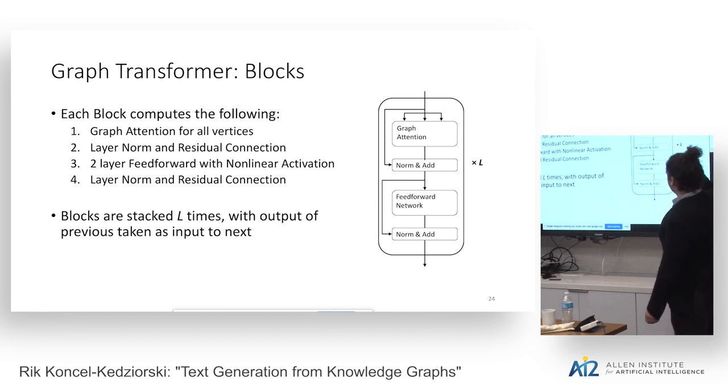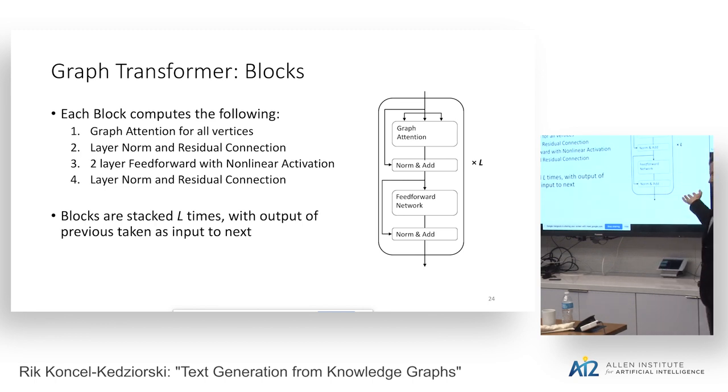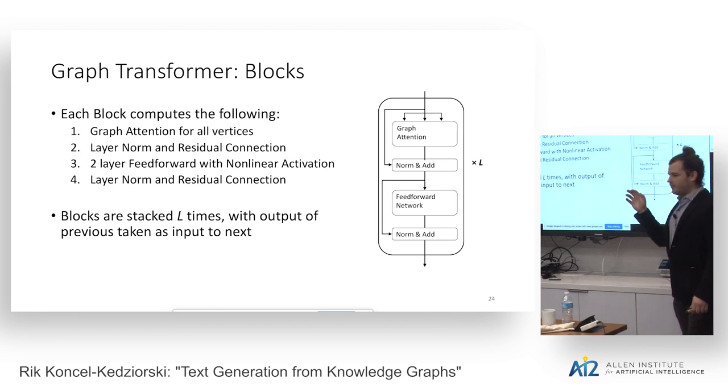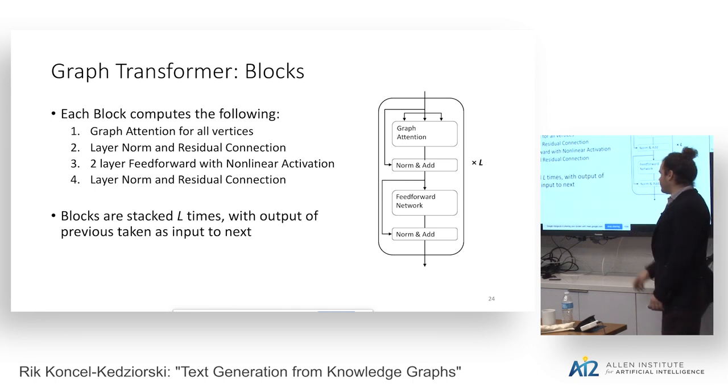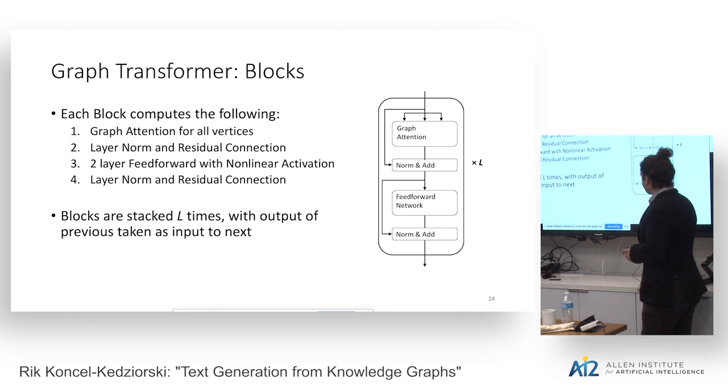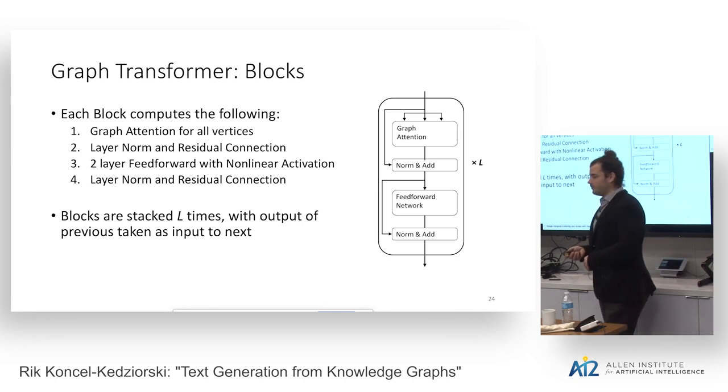And then we can repeat this whole structure L number of times, stacked up into a number of layers, where the output for each layer is the input to the next layer. When you've done this L times, you have effectively allowed for information from distant nodes to slowly creep in to the current node that you're working with. That's how we affect information propagation through the graph.